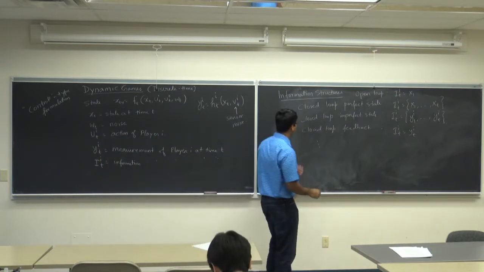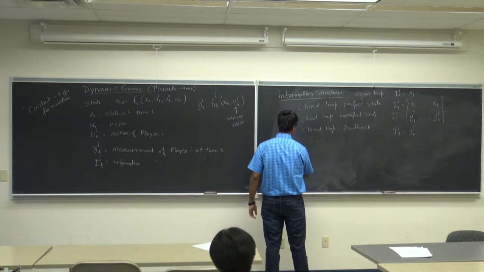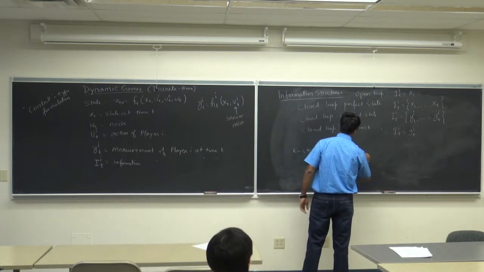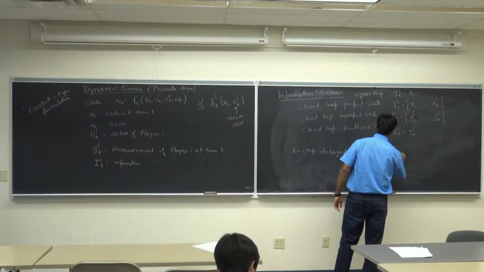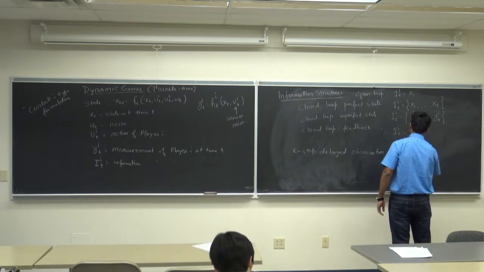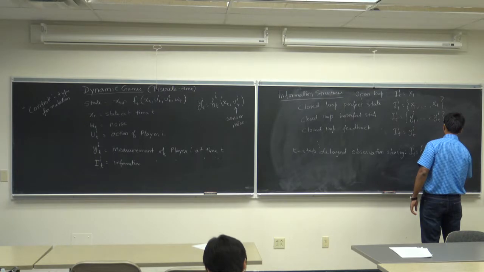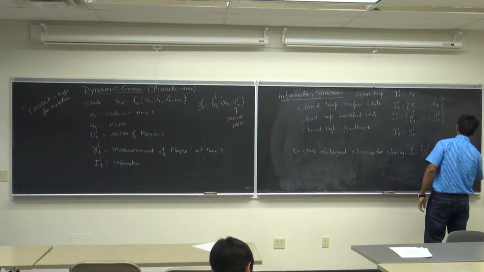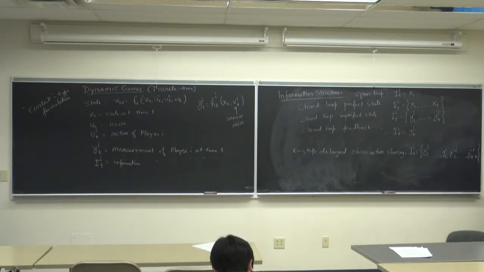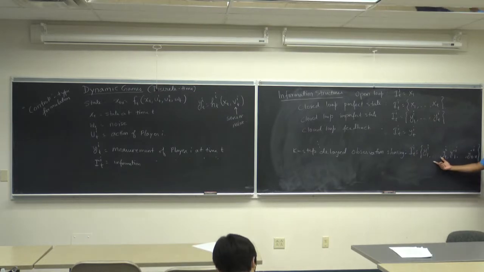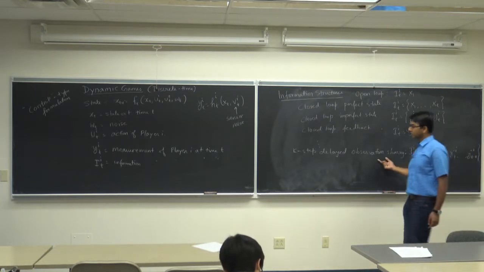You also have information sharing. So k-step delayed observation sharing, where I_t^i is equal to y_1^i to y_t^i, and then y_1^{-i} to y_{t-k}^{-i}. So in this kind of information structure, each player remembers its own observation history, but it gets the information of other players with a delay of k time steps. Okay, so this is observation sharing.